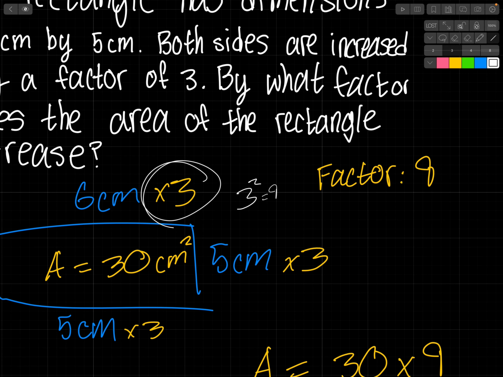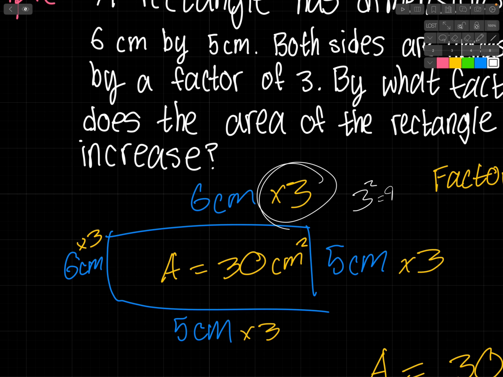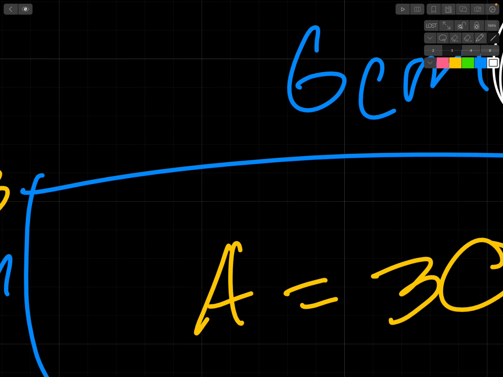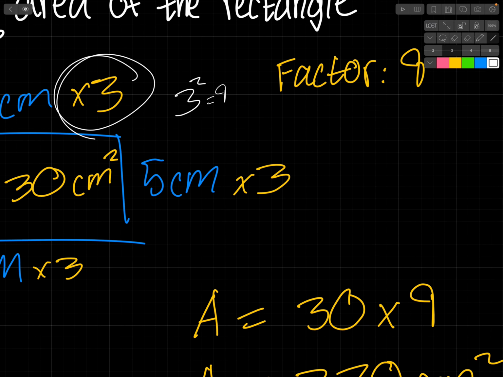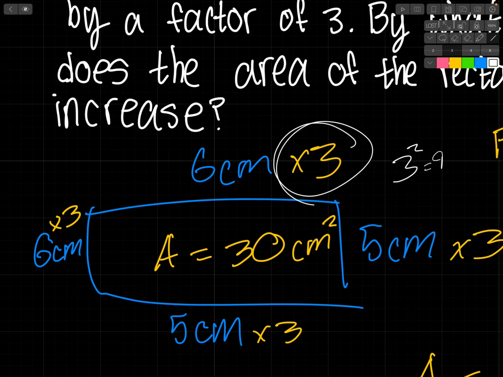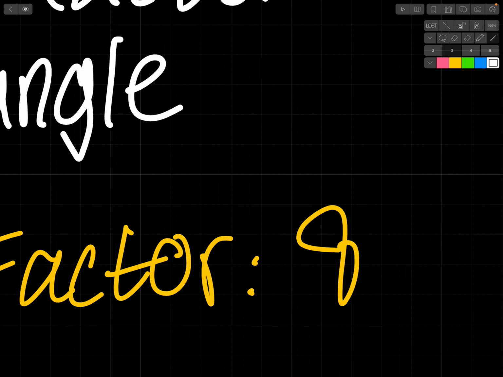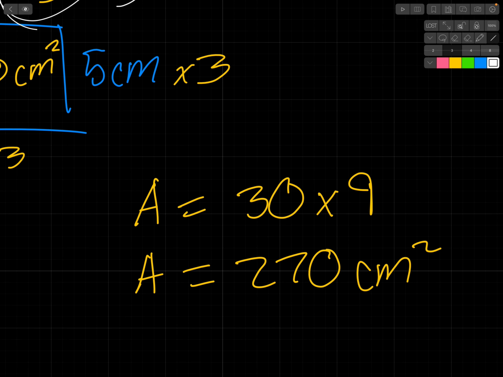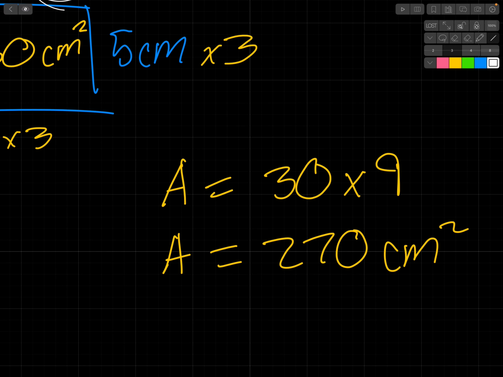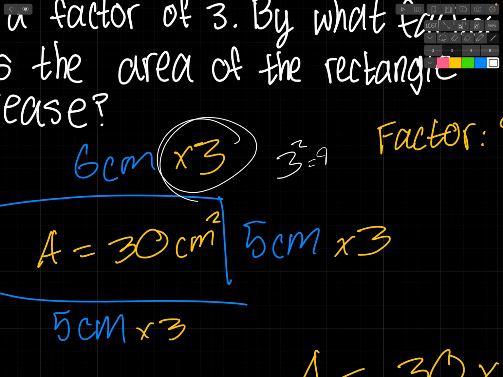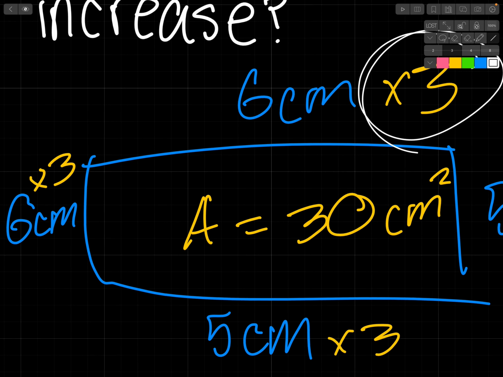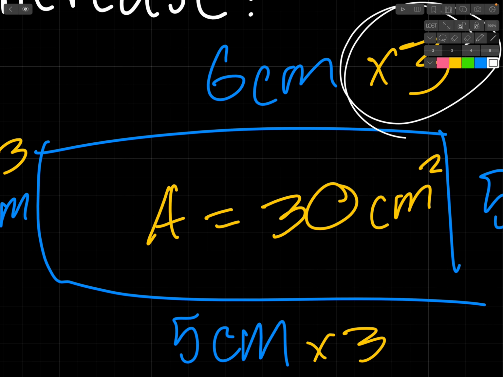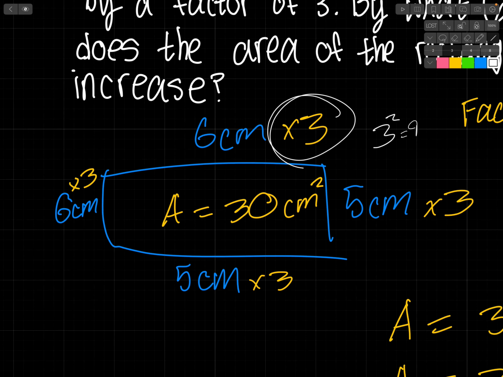So that means that the new area of the rectangle that has been tripled in side lengths will be 9 times the original area. So we plug in the original area, 30, and multiply that by the factor, which is 9, and we get the area as 270 square centimeters. AKA, the new area will be 9 times bigger than the original area.